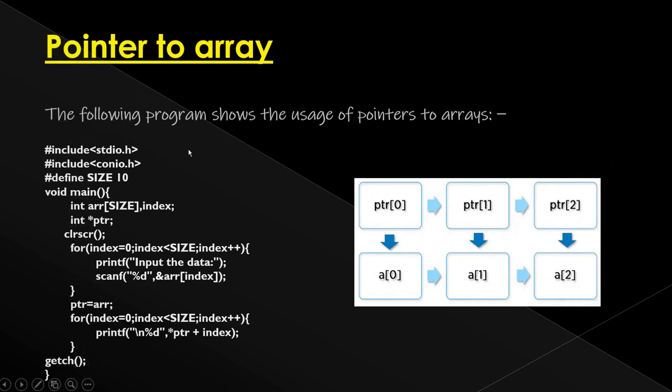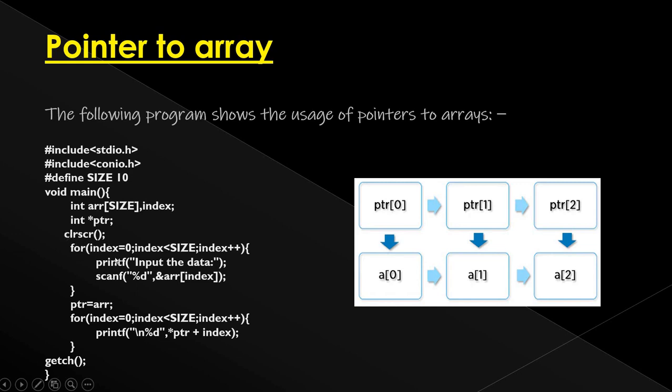Now pointer to array. The following program shows the uses of pointers to arrays. This is the header file. We will define size 10. We will start our main function. int array[size], index, int *ptr, clr. This is used for clearing the screen.